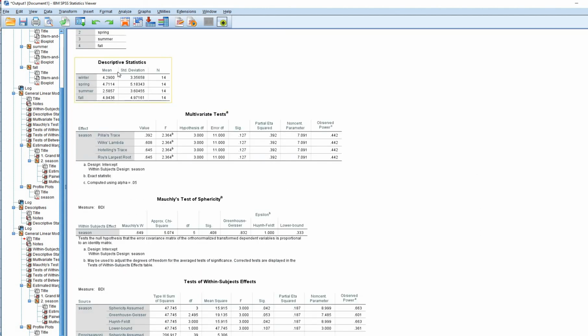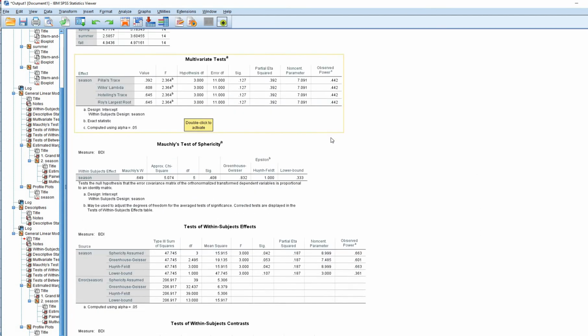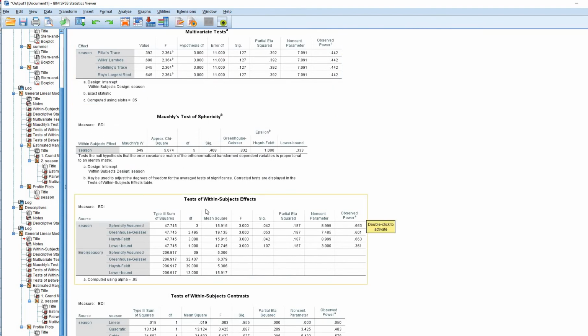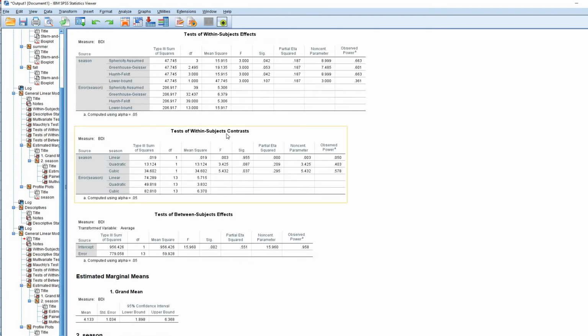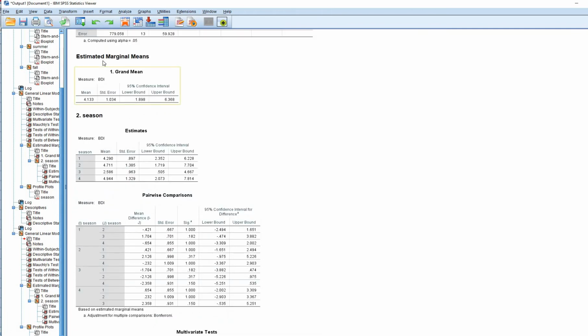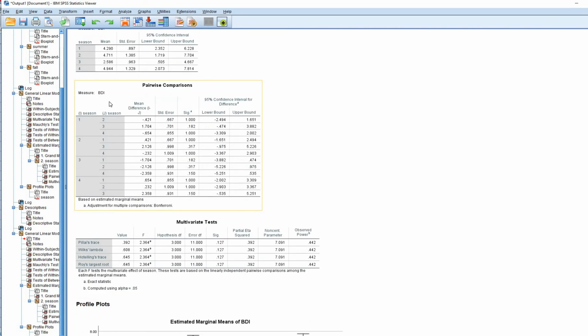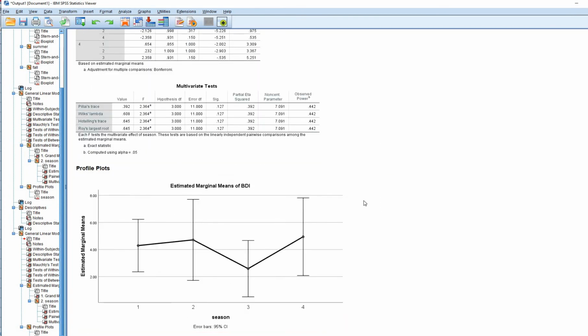So you can see, first off, we have descriptive statistics, multivariate tests, then we have univariate test results with the associated sphericity test. Scrolling down below, you can see we have tests of within subjects contrast. This is useful for performing trend analysis. And then scrolling down a little bit further, you can see that we have our marginal means. So there's the grand mean as well as the means at each level of our repeated factor. And then we have our Bonferroni adjusted pairwise comparisons. And then further down, you can see we have our profile plot.